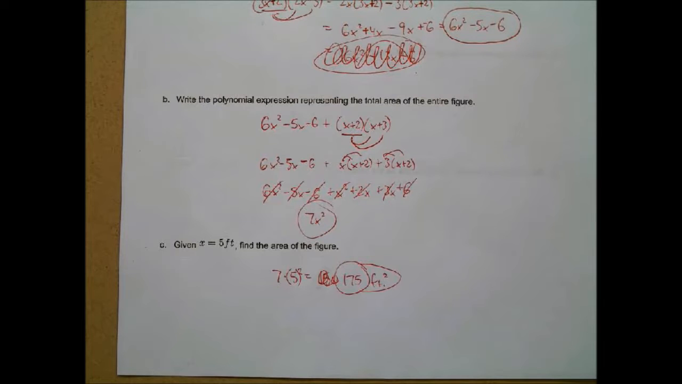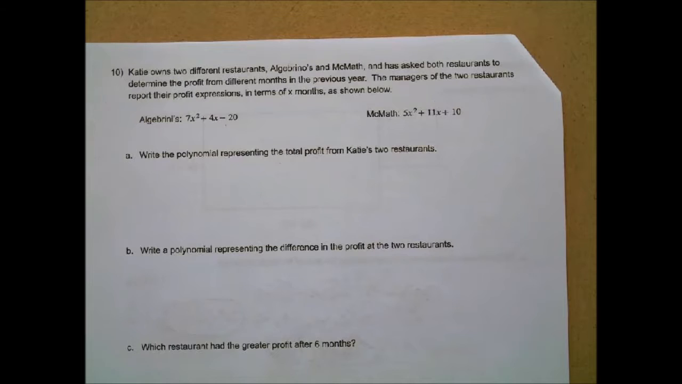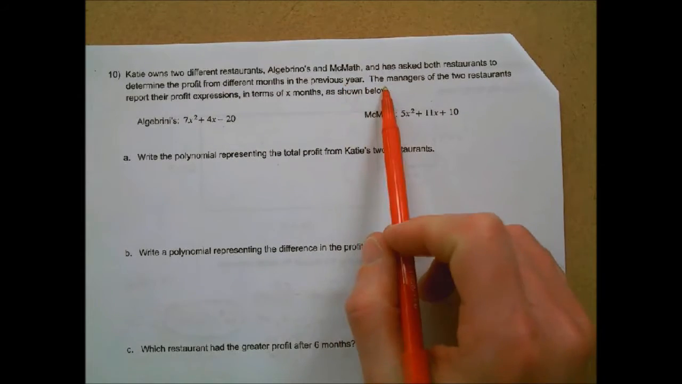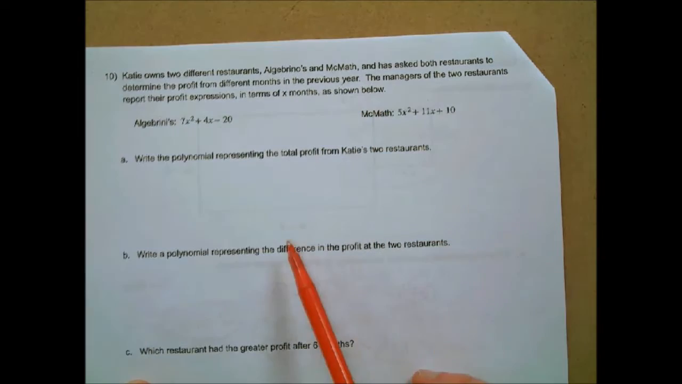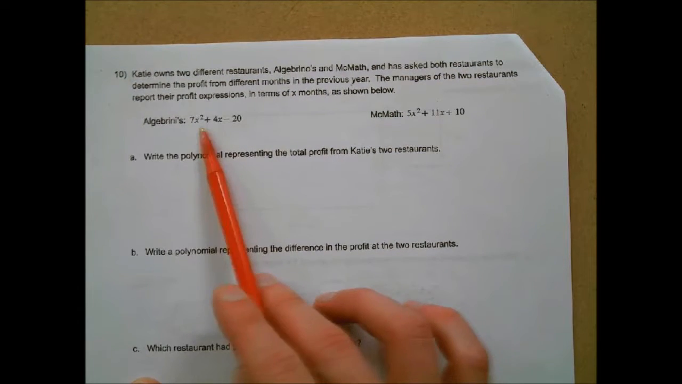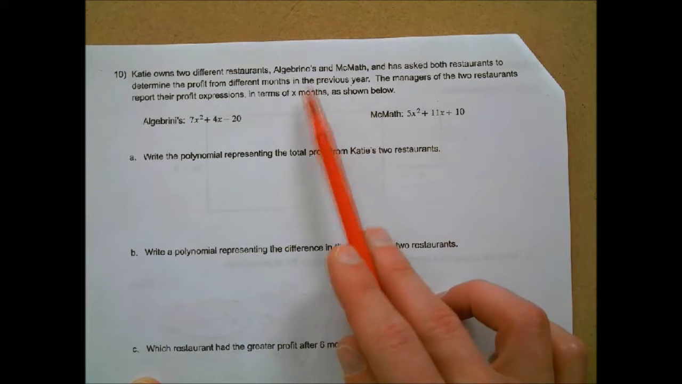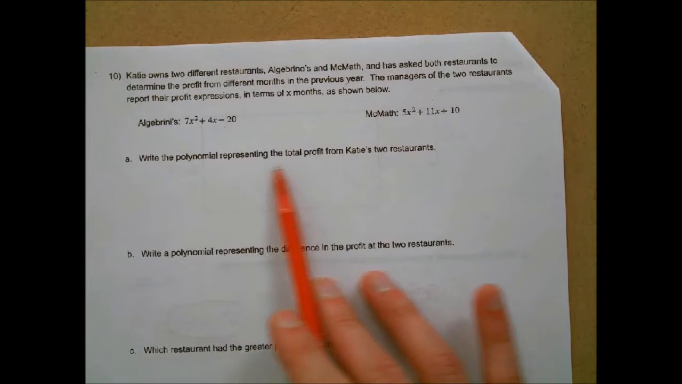Number 10. Katie owns 2 different restaurants, Algebrinos and McMath, and has asked both restaurants to determine the profit from different months in the previous year. The managers of the 2 restaurants report their profit expressions in terms of x months, as shown below. There's Algebrini's profit expression, and there's McMath's profit expression, where x is the number of months. Okay? Write a polynomial expression representing the total profit from Katie's 2 restaurants.